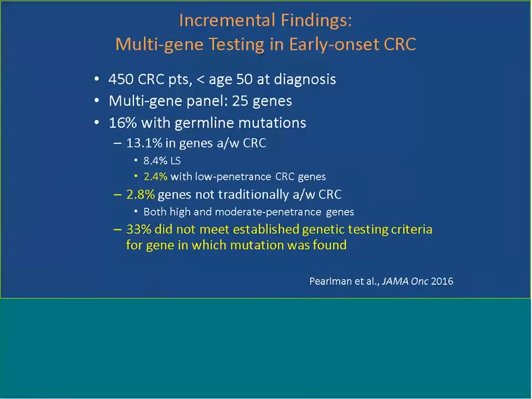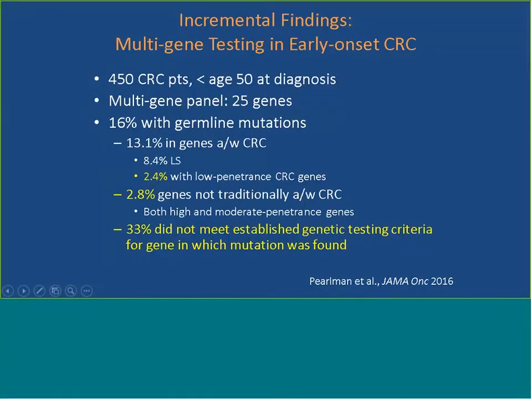So what about incremental findings? I think we're all excited about this aspect of it. I'm going to rush through this, as Heather already very nicely summarized some of this data, but she did evaluate 450 colon cancer patients aged less than 50 and identified 16% with germline mutations in one of the 25 genes. Again, this 25-gene panel, as she pointed out, was not just colon cancer. It also included BRCA1, BRCA2, PALB2, et cetera.